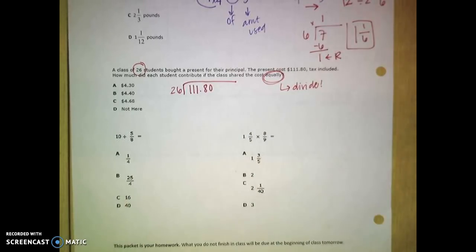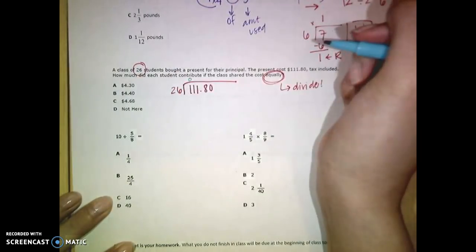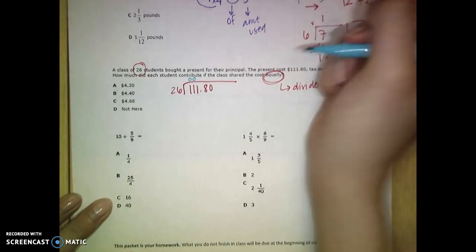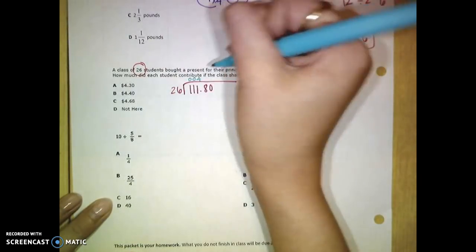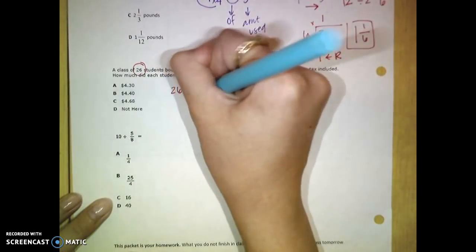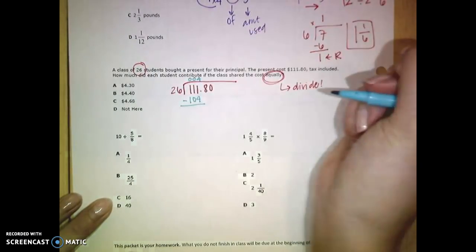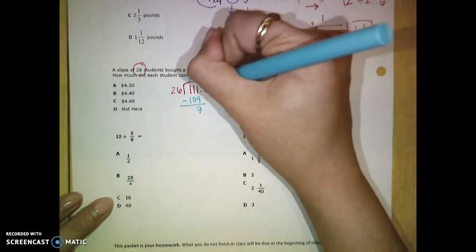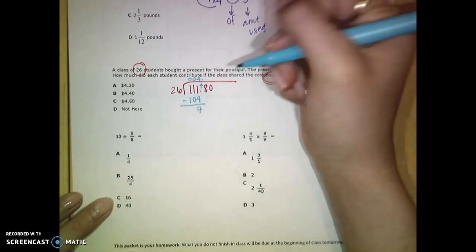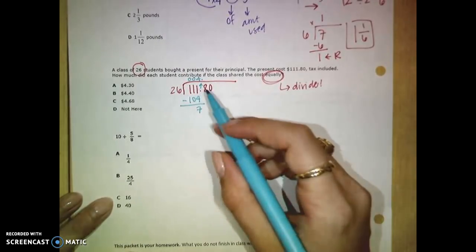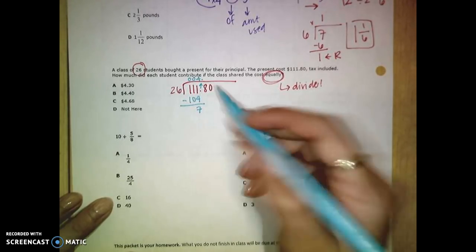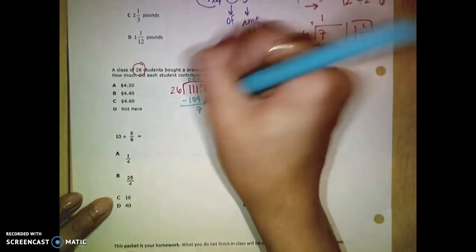So going through here, we have, okay, 26 goes into 1, 0 times. 26 goes into 11, 0 times. 26 goes into 111, 4 times. 26 times 4 is 104. I can subtract and get 7. Before I bring down this 8, I want to make sure I've pulled up my decimal. So I know that I have $4, and now I'm just calculating how many cents each student needed to pitch in. I'm bringing down my 8.